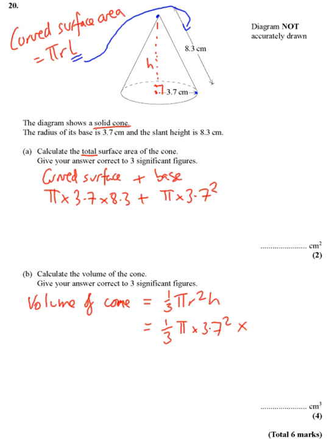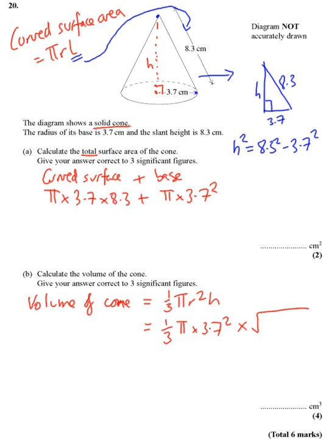You've got a right angle triangle, 3.7, 8.3, and h. So h squared is going to be 8.3 squared minus 3.7 squared, and h is going to be the square root of that. So plug those values into your calculator and you get the answer in the back.